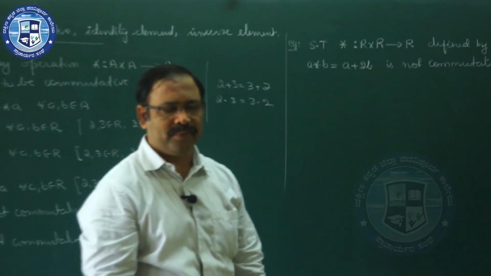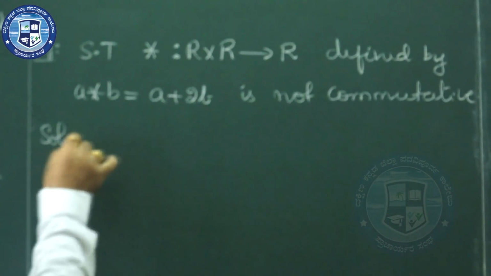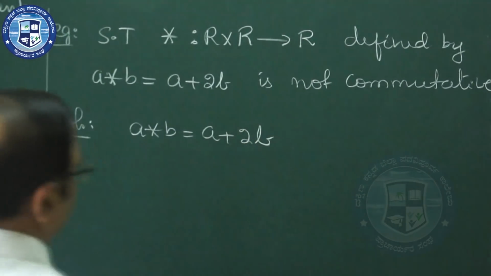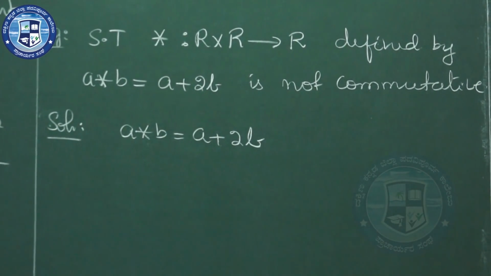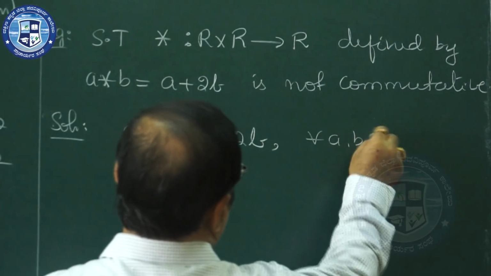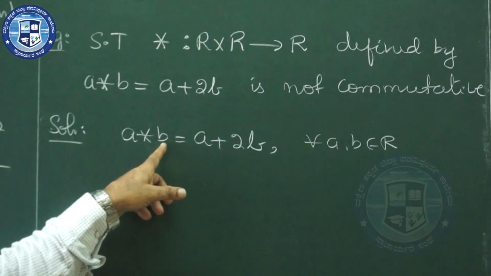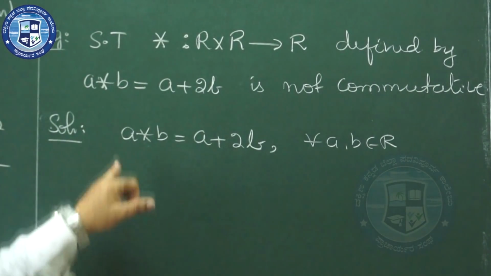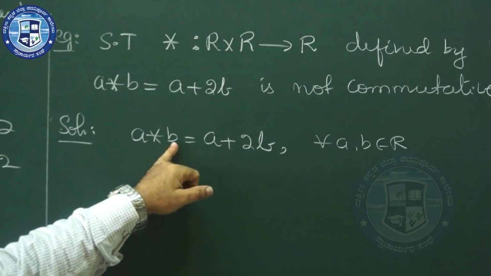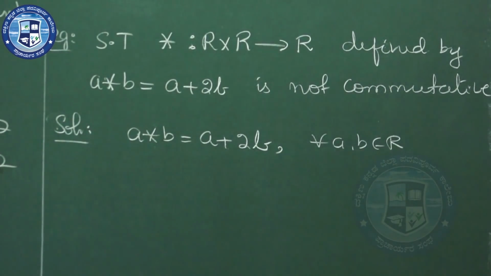This is not commutative. See, now how is A star B defined? A star B is defined as A plus 2B for all A, B belonging to R, isn't it? They have given A star B is equal to A plus 2B. So we just understand it like this: A is first, B is second. So how is it defined? First plus 2 into second.